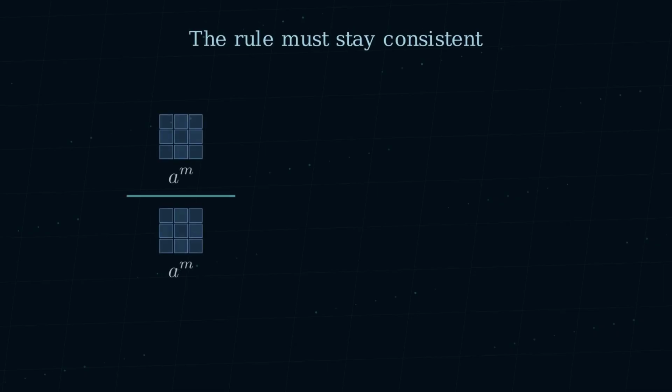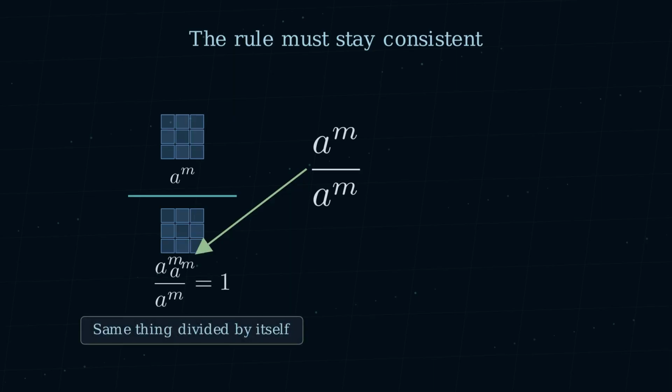There is another way to force the same answer. Take a non-zero quantity a to the power of m. Now divide it by itself. Any non-zero thing divided by itself is 1. So a to the power of m divided by a to the power of m equals 1.